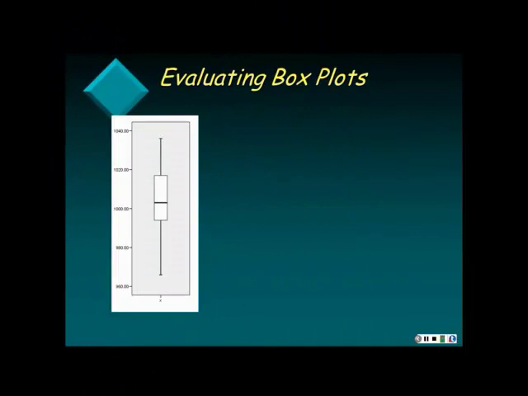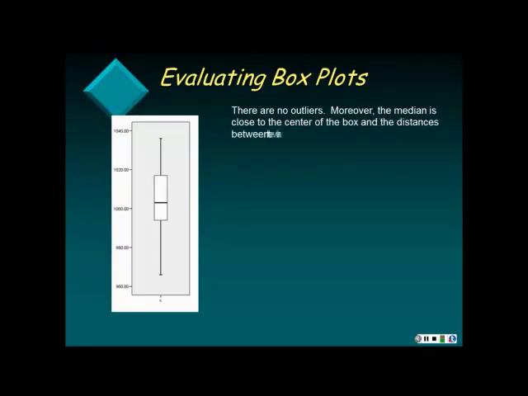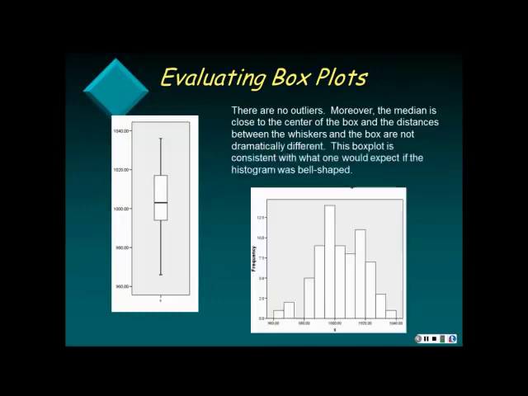So here's just a box plot that I created with SPSS. No outliers, and the median's about in the center, and neither whisker is a whole lot different than the other one. So it looks like we have a symmetric distribution, and this certainly is at least not inconsistent with the idea that we might have a bell-shaped distribution.